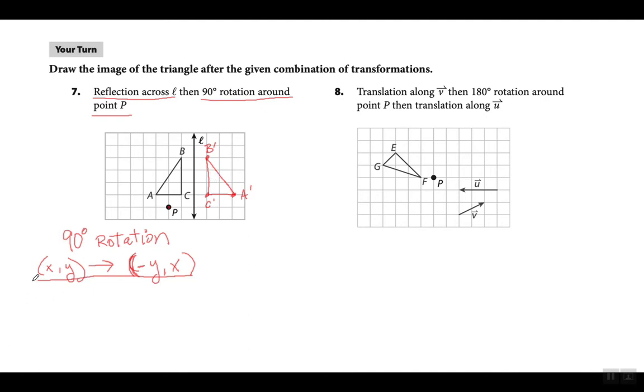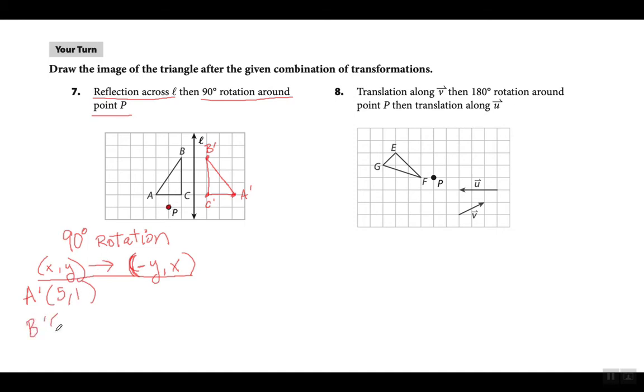Okay, so let me write the coordinates of A prime, B prime, and C prime right here. So A prime, look, if I treat this as 0, 0, that means that this is my x-axis here. So the x-coordinate will be 1, 2, 3, 4, 5. And the y-coordinate would line up, if this is the y-axis, this line right here would line up with positive 1.